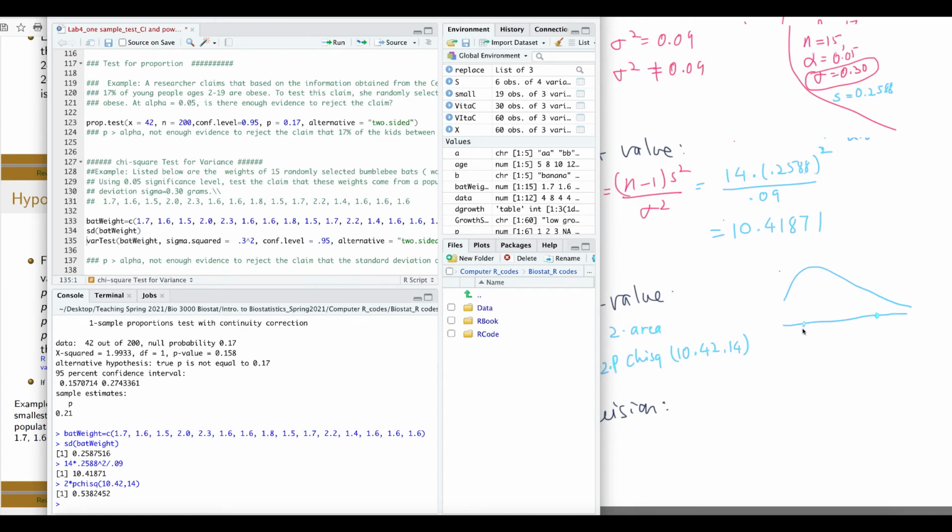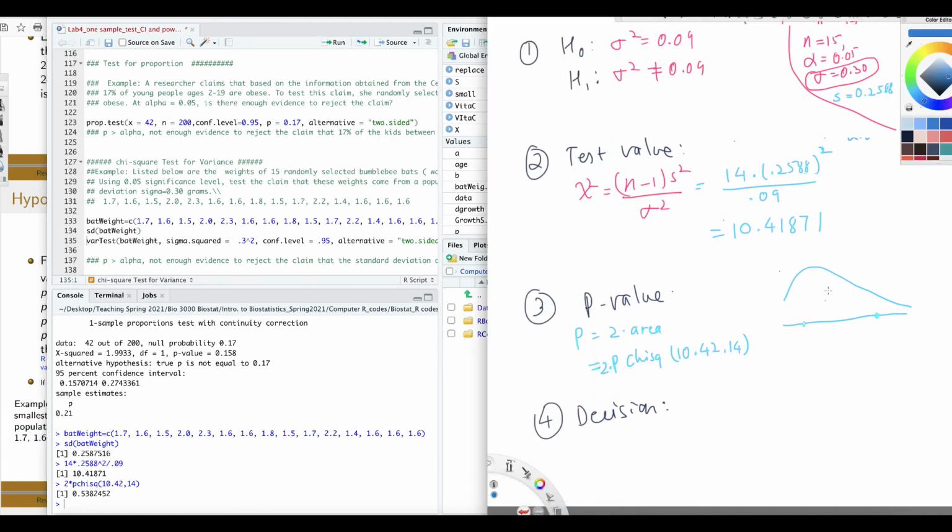So this value falls on the left side. Because, you can think of this as some of the half line, right? So 2 times the area left of this. This is the area left of that. If you multiply by 2, then you get 0.5382, right? So we are okay.